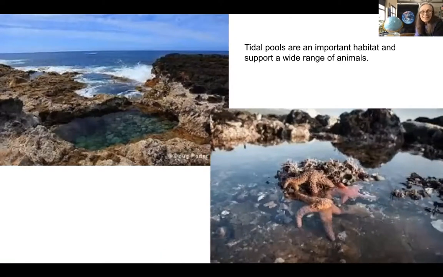Tidal pools that form when the water goes out are also a great place to go tide pooling and look at all the amazing animals that live in that little habitat. So tides are an interesting thing to experience. You're not too far from the Gulf of Mexico. You can go down and experience it for yourself.